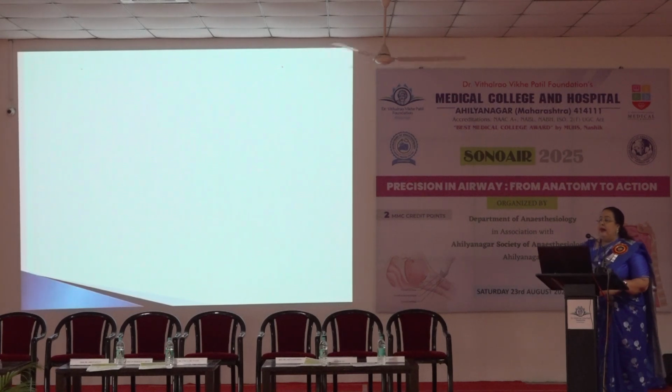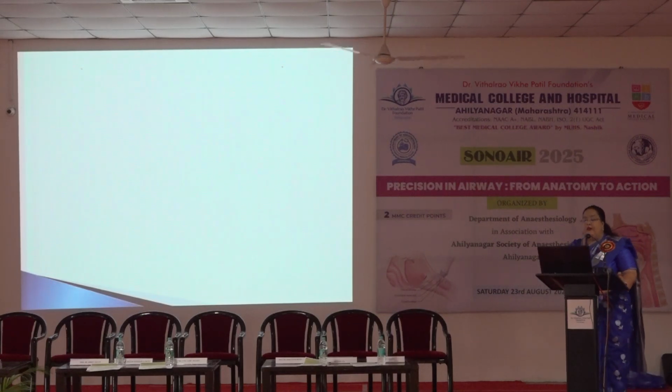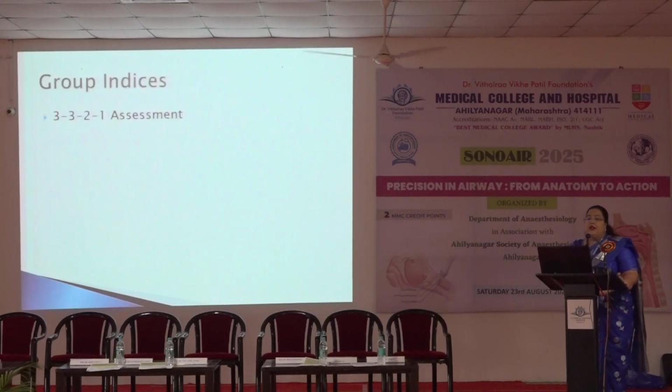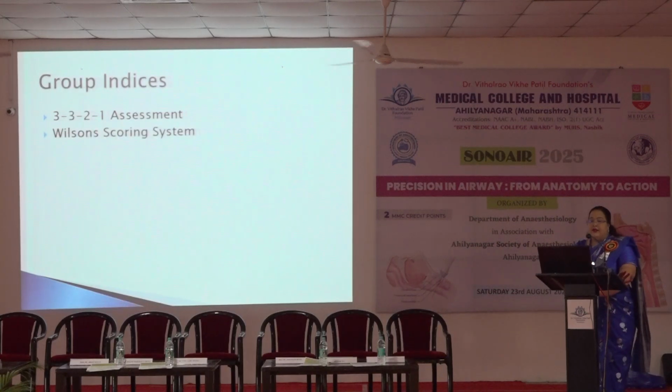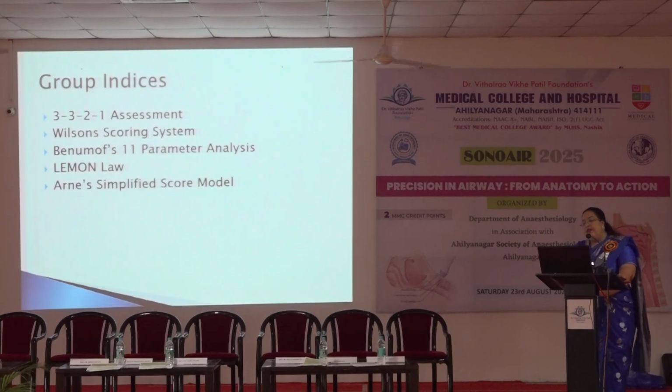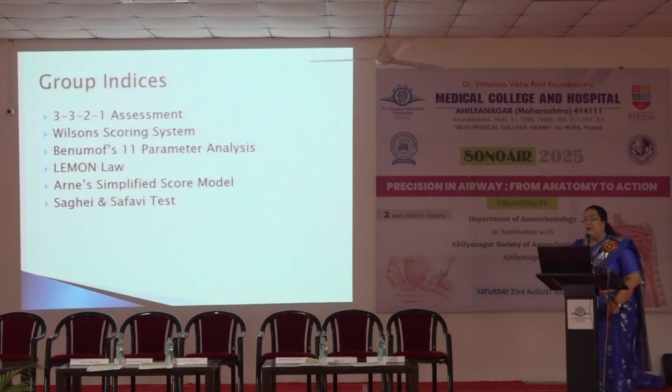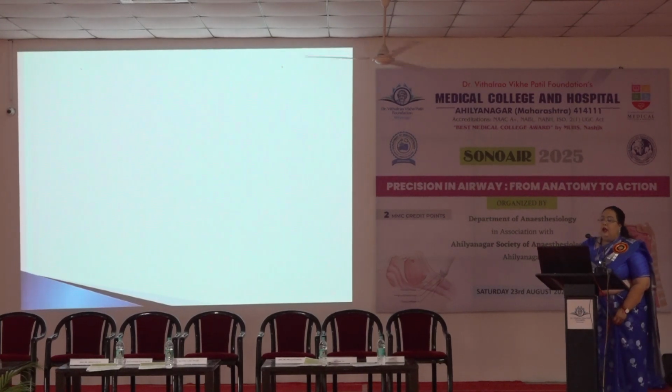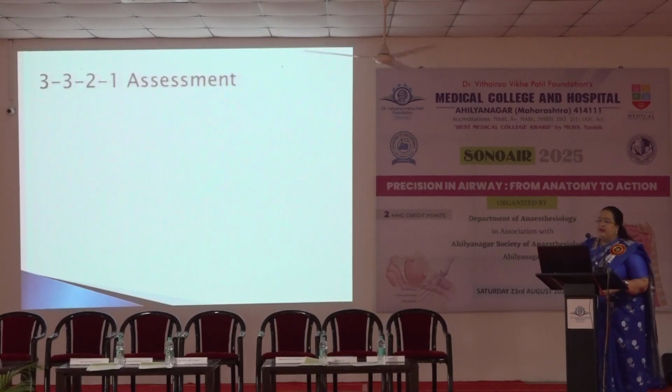Now, after the single parameters, we club some of these parameters and make group indices so that we can predict the difficulty in a better way. So, group indices will be, first is the 3:3:2:1 assessment test, then the Wilson scoring system. Then third one will be Benumof's 11 parameter analysis, LEMON's law, Arné's simplified score models, Saghaei and Safavi test, Mallampati's 4M score. Coming to 3:3:2:1 assessment.